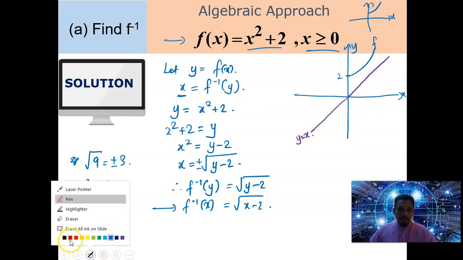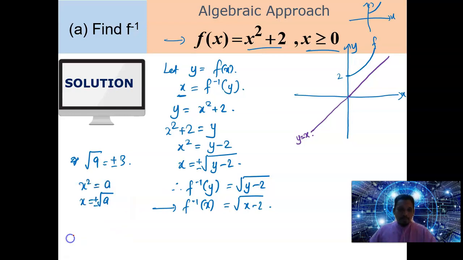Now, f inverse is the reflection of f in the line y equal to x. So let's say y equal to 2 here reflects with this line to x equal to 2. And the graph, there you go. And this is the f inverse. Get it?